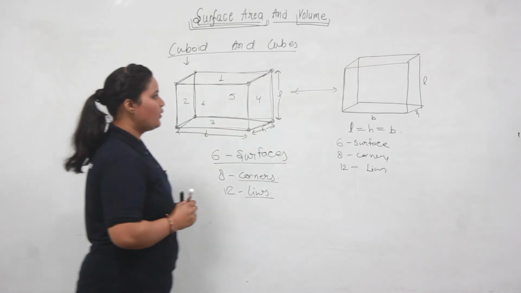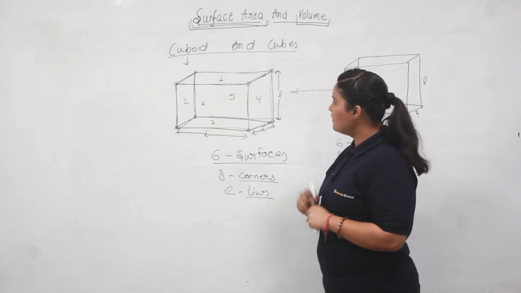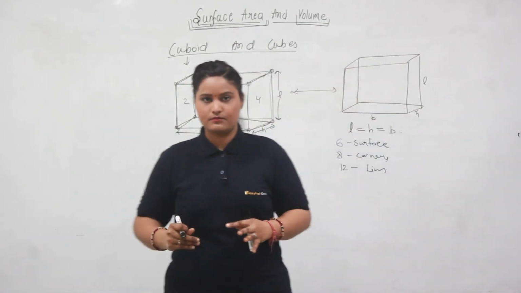Now let's talk about the area. When I talk about area, here we have 6 surfaces, meaning total surface area.